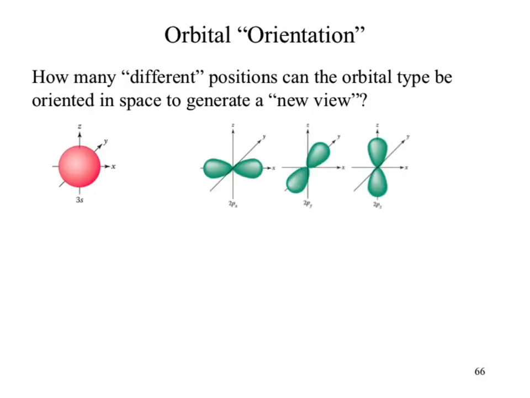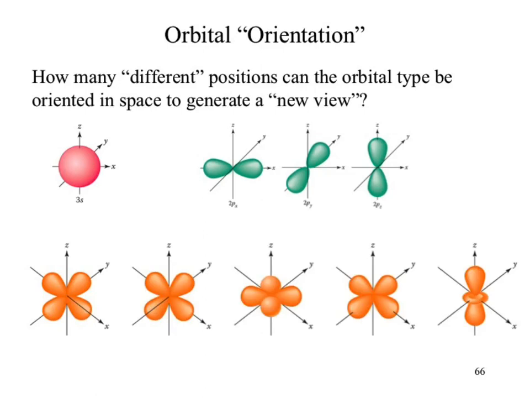Sorry, I didn't think it was going to do that. The dumbbell, I get 3 orientations. Okay? X, Y, Z. For the cloverleaf, that's my d orbital. I get 5 orientations. Okay? Does that look like a cloverleaf? No, what does it look like?